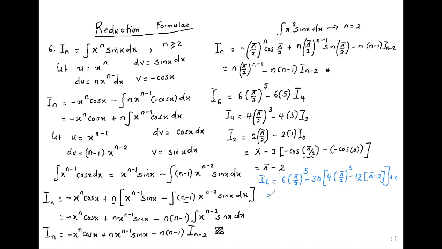So 6 over 32 is 3 over 16 pi to the power 5, because 2 to the power 5 I think is 32. Then 2 into 6 is 3, 2 into 32 gets 16. And then minus, that is 2 to the power 3, that is 8. 4 into 8 is 2. 2 into 30 is 15. So I get 15 pi cubed.